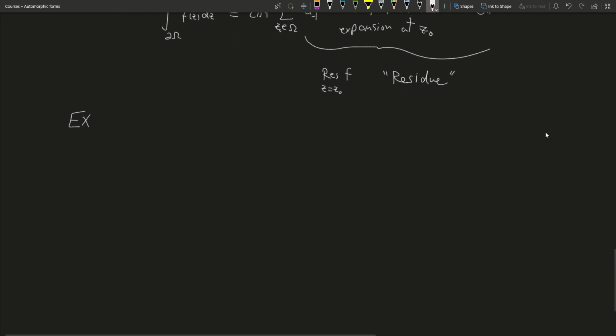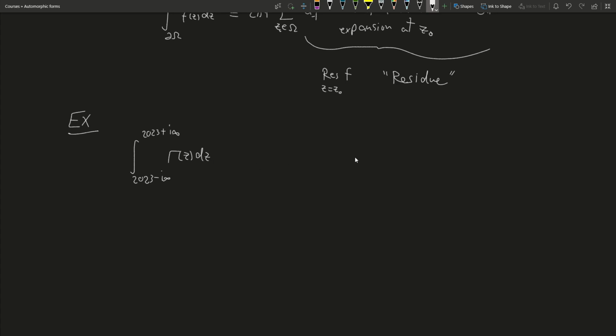Okay, so let me give an example of how you would evaluate an integral using Cauchy's residue theorem. And the example I'm going to give is maybe not the simplest example possible, but it's going to be very similar to a lot of stuff that we do later in the course. So I'm going to look at this integral from 2023 minus i infinity to 2023 plus i infinity, so an integral along some vertical line of gamma function of z dz.